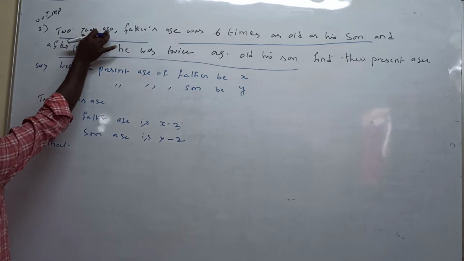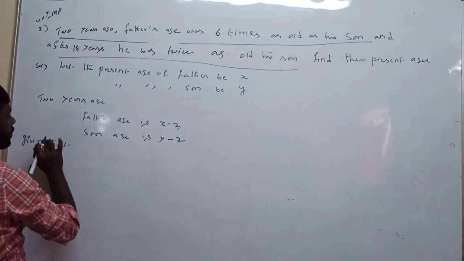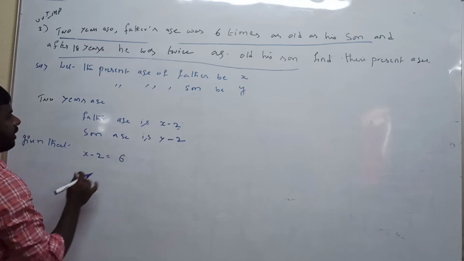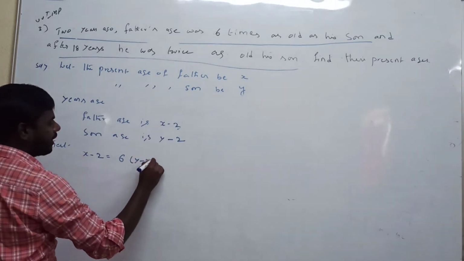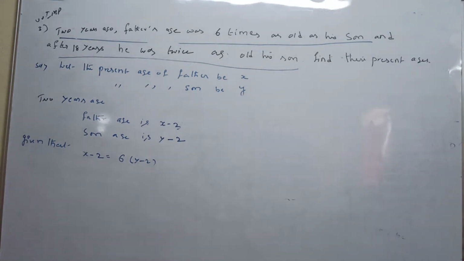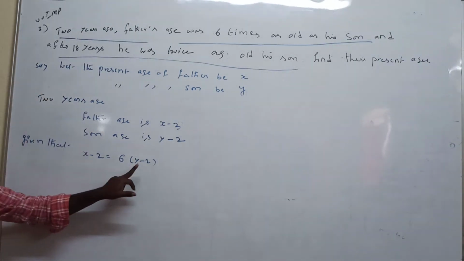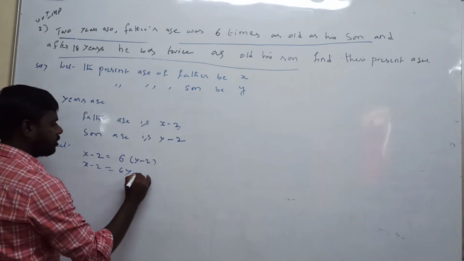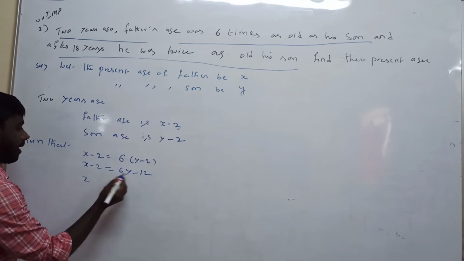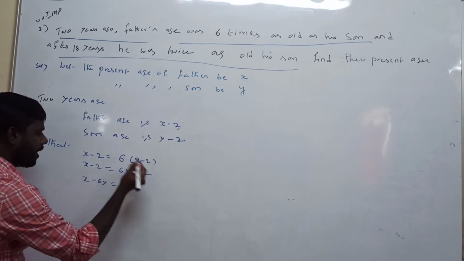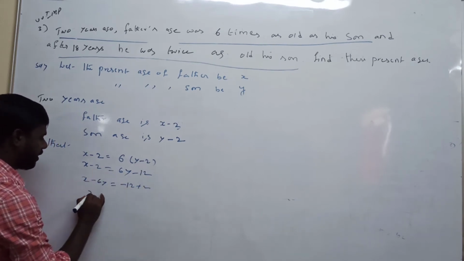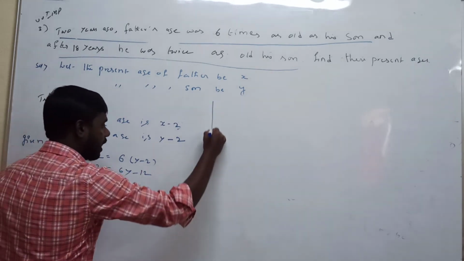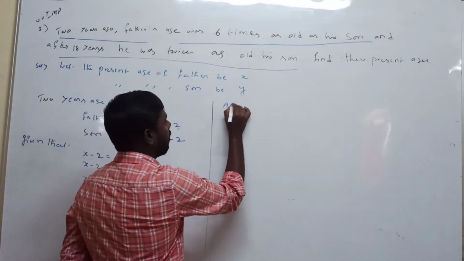Given that two years ago the father's age, x minus 2, is equal to 6 times the son's age, y minus 2. Simplifying, x minus 2 is equal to 6y minus 12. Take 6y to one side and minus 2 to the other side. We get x minus 6y is equal to minus 12 plus 2, which is minus 10. Consider this equation number 1.